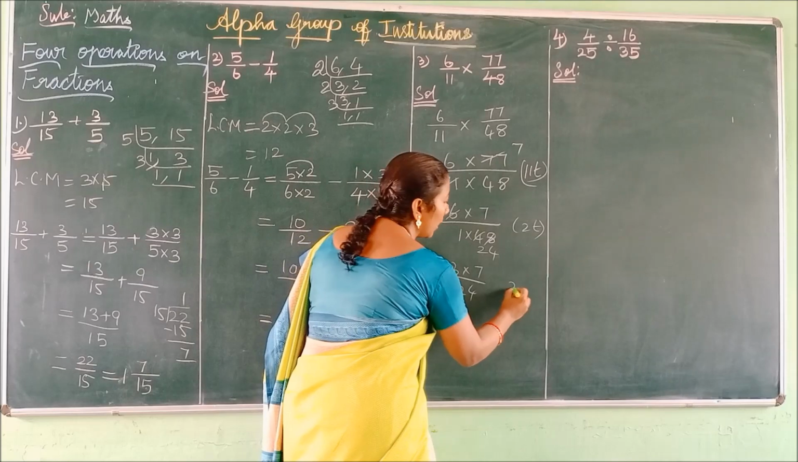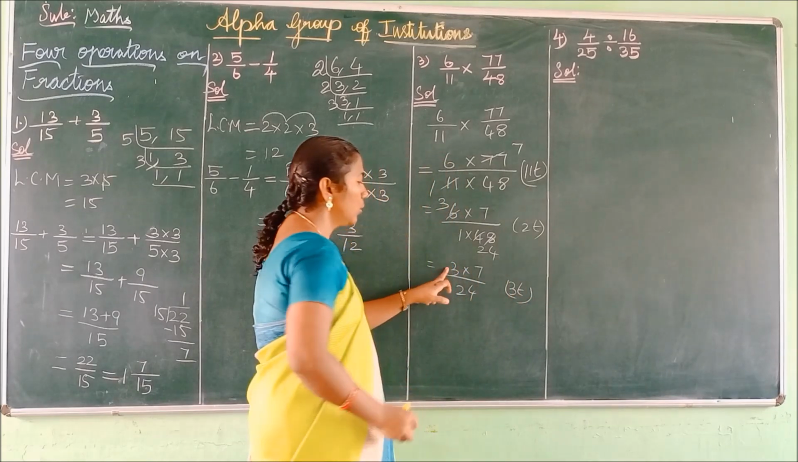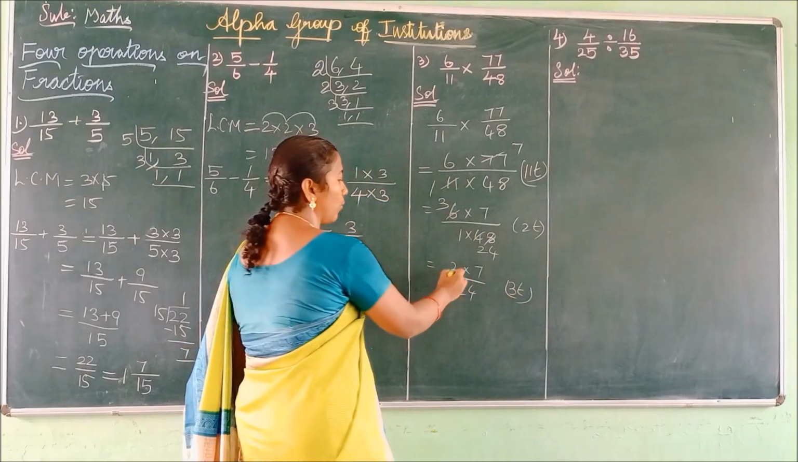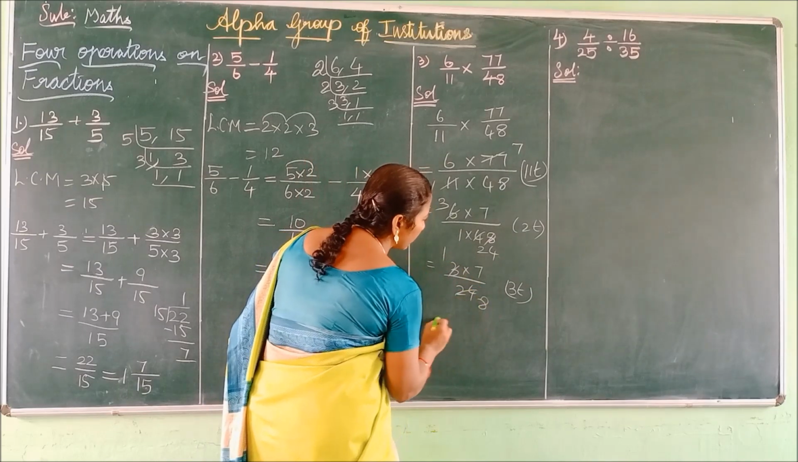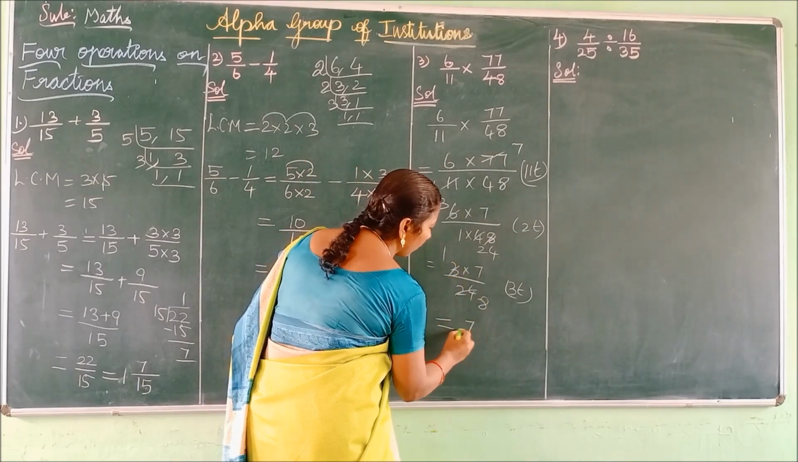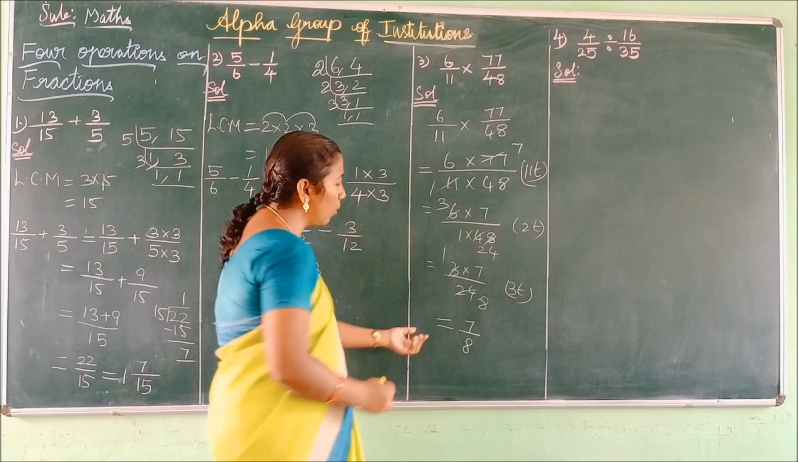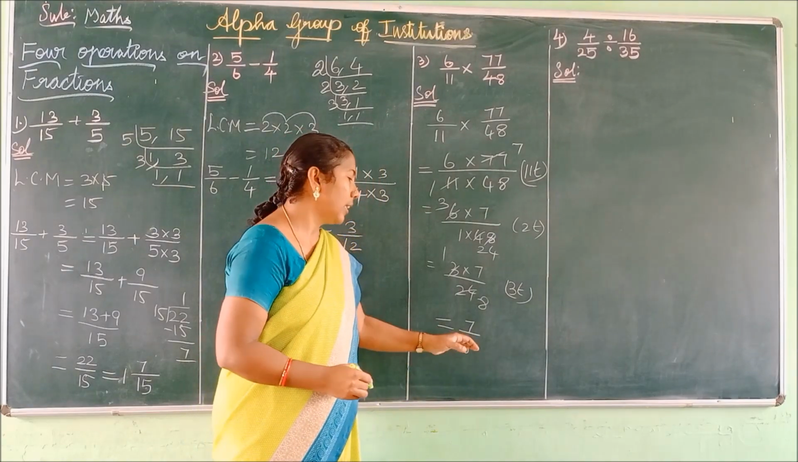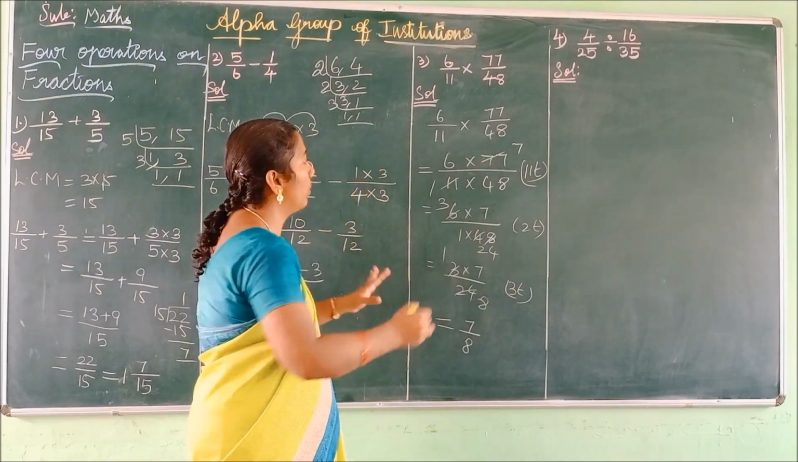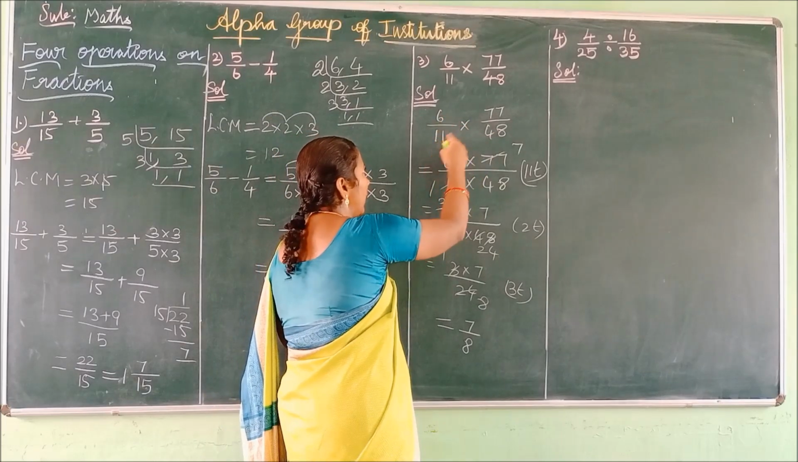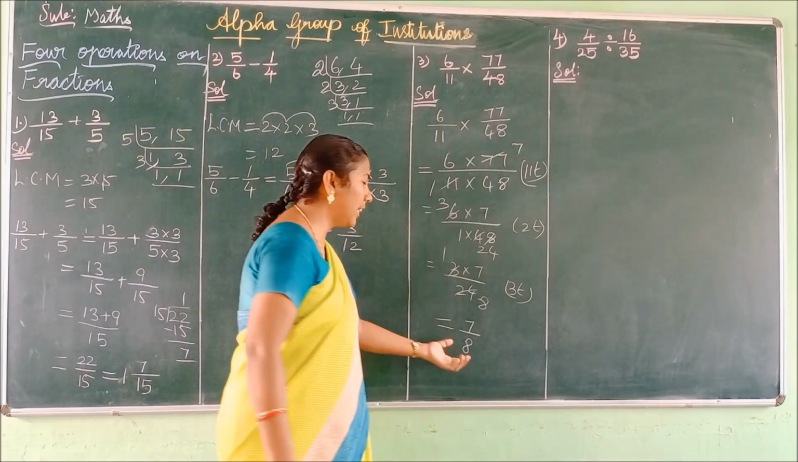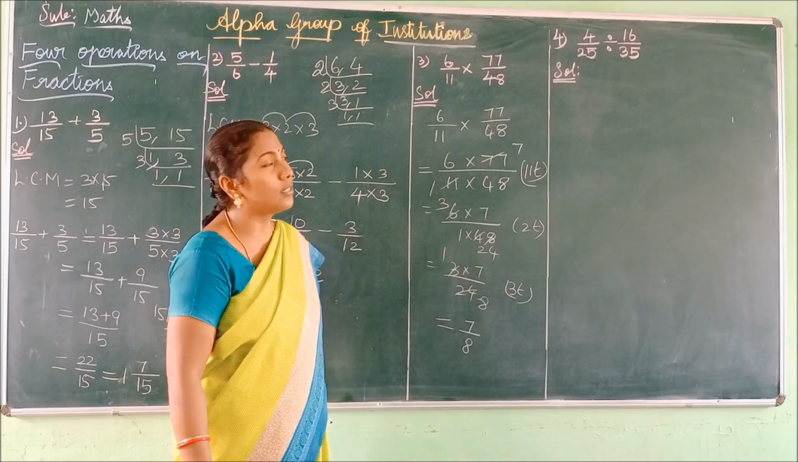Again I am using 3 table for cancellation. So 1 3 is 3, 8 3s are 24. So 1 times, 8 times. So 1 into 7, 7 by 8. Again we get a proper fraction, so there is no need for conversion. Thus we have multiplied the two given fractions 6 by 11 and 77 by 48, and we get the answer 7 by 8. Do you understand children?